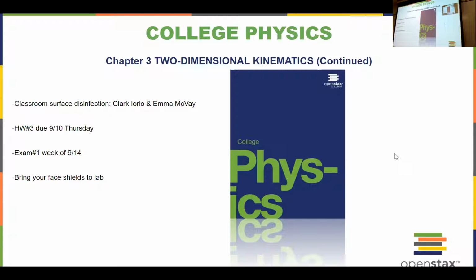Exam 1, again, is in the week of September 14th, okay? If you're in the Wednesday C section, you'll take the exam on Wednesday in class. If you are in the Friday C section, you'll take it on Friday. You will be given 2 different sets of exam for Exam 1.